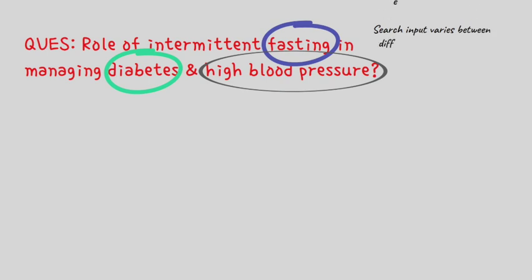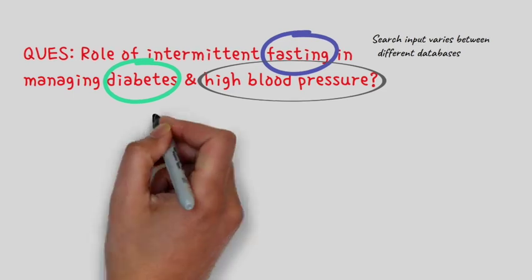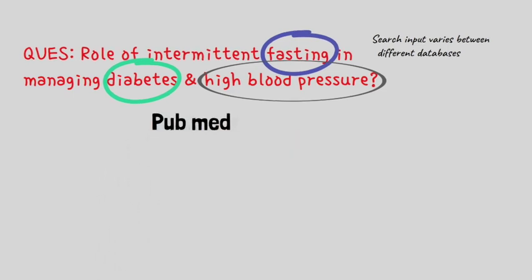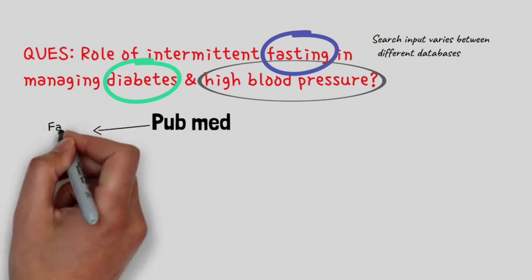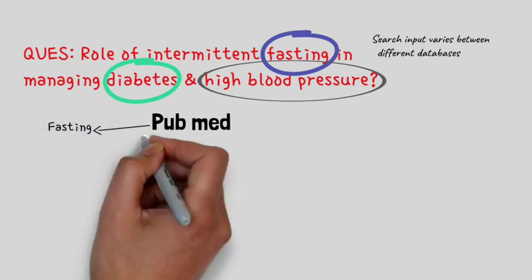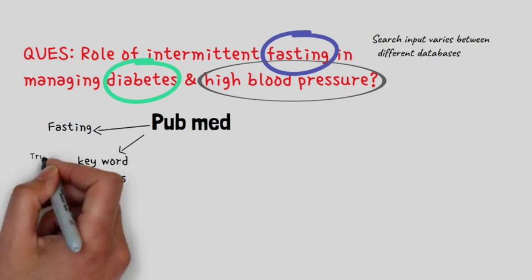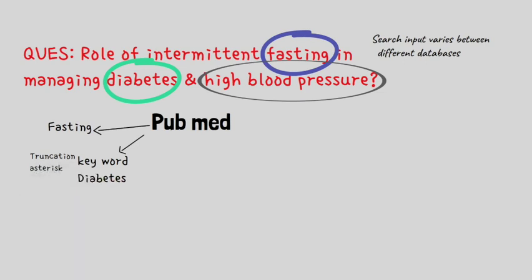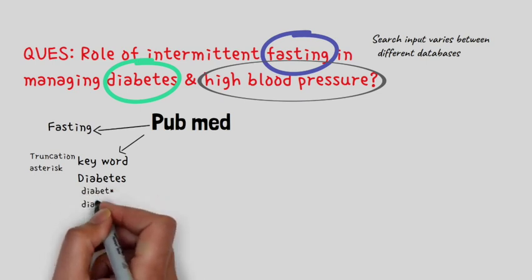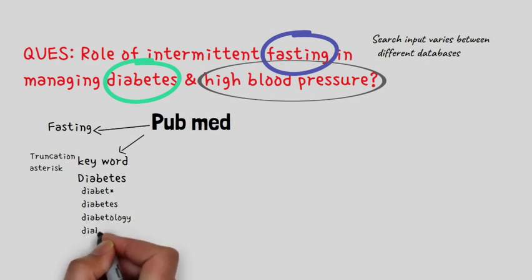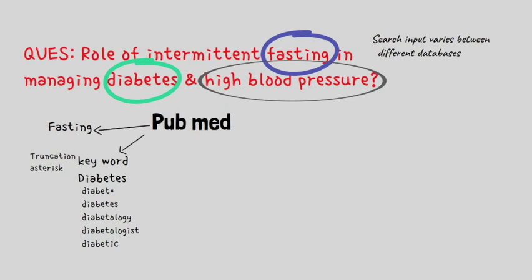You must also note that search input varies between different databases. So for example, if you're searching the PubMed database, then your free text or keyword could be fasting, or another keyword could be diabetes. And if the root keyword has many variations or spellings or wildcard terms, then truncations can be used to see different options. By using an asterisk, you can use a root word, diabetes, that will search lots of options like diabetes, diabetologist, diabetics, and so on.